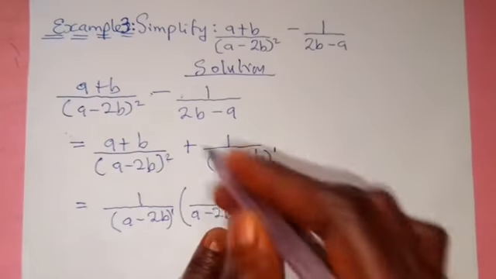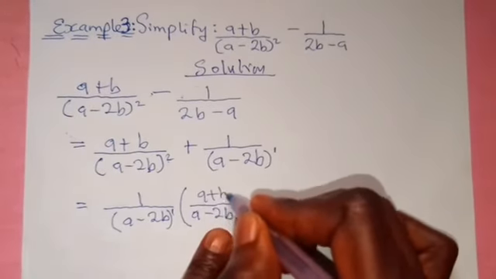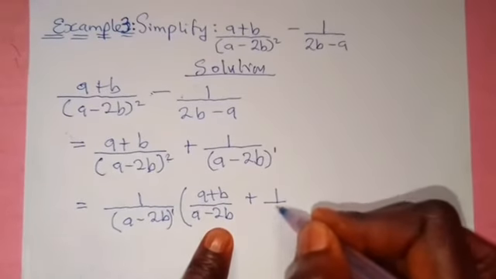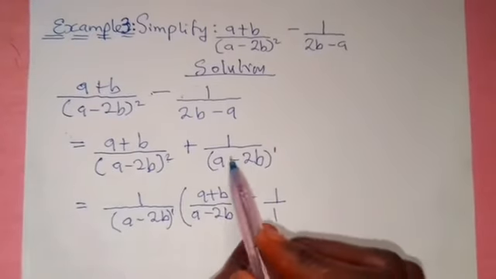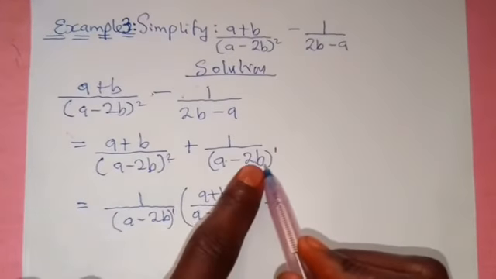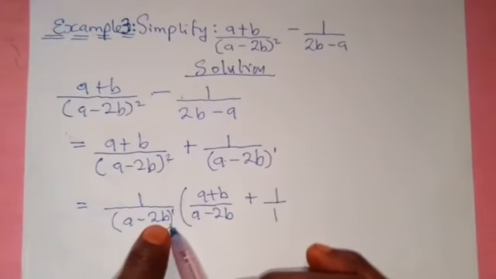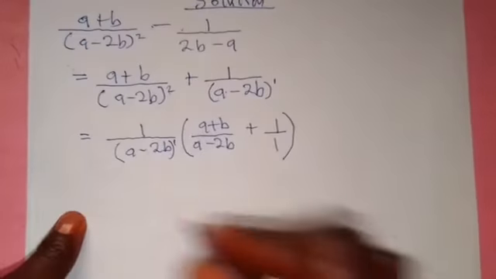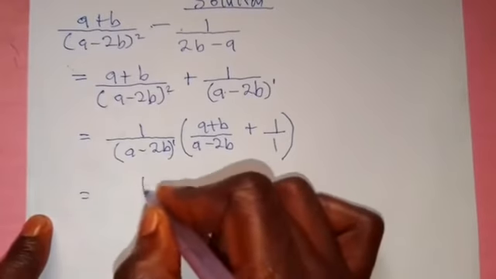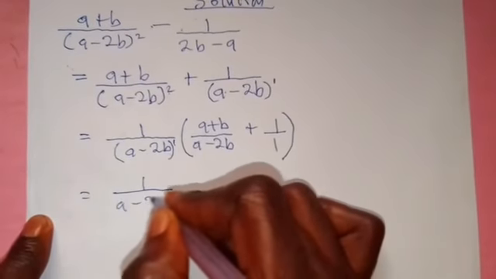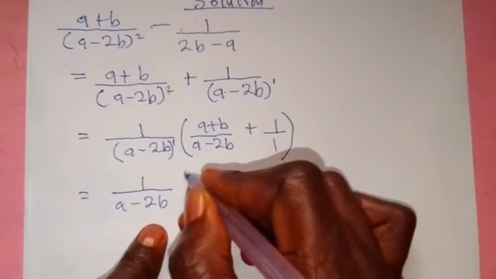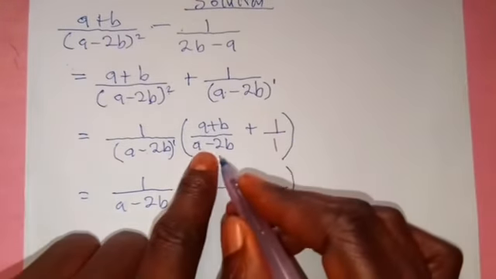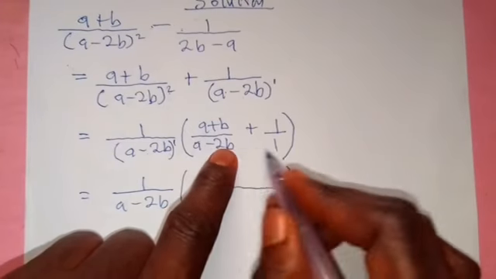Then the number on top of it is what? A plus b. Then here we have plus, then 1 upon 1. Why is it 1 upon 1? Because we have factorized out a minus 2b, and that's the a minus 2b you see down here, okay? Then we close our brackets. Now in the next step, we still write out our 1 upon a minus 2b. Then we introduce this bracket, rule our line.